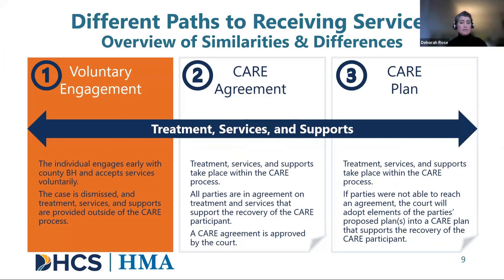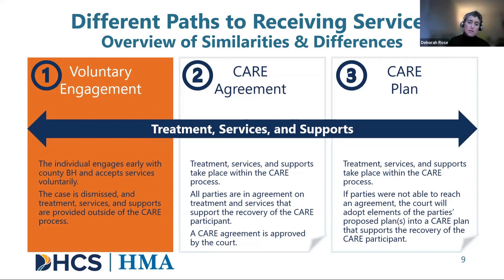Let's begin with the voluntary engagement. We're going to talk about all of them in detail, but just to give you a side-by-side perspective so that you can compare and contrast and see what they have in common, we'll take a look at the voluntary engagement, the care agreement, labeled number 2, and the care plan, labeled number 3. All of these paths connect people to services. Again, those highly individualized personal services, and they connect support and recovery options.